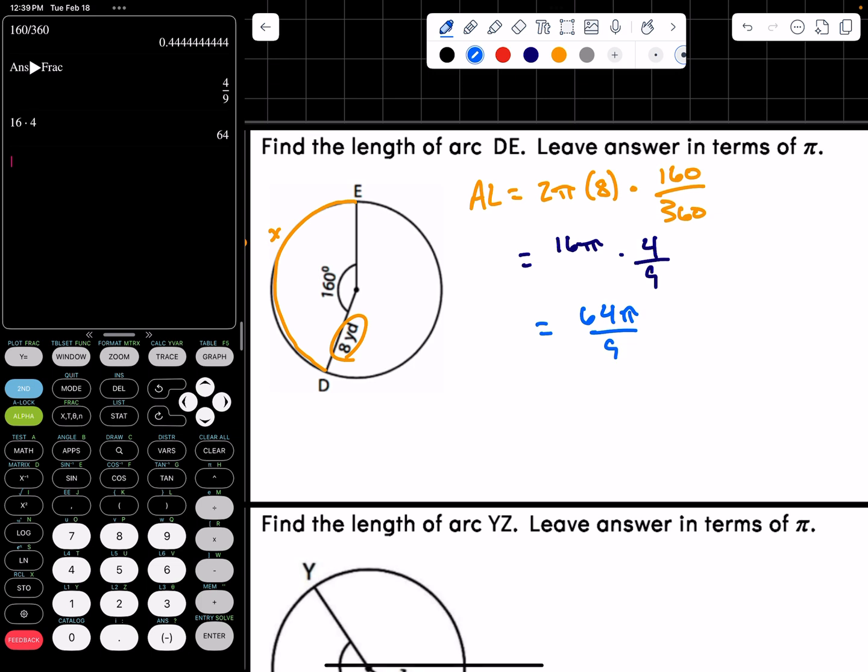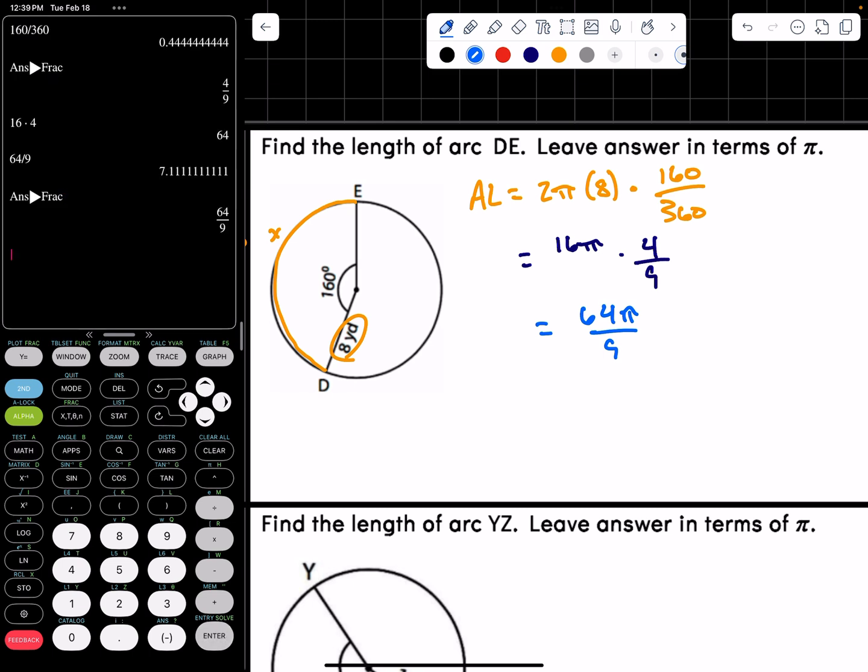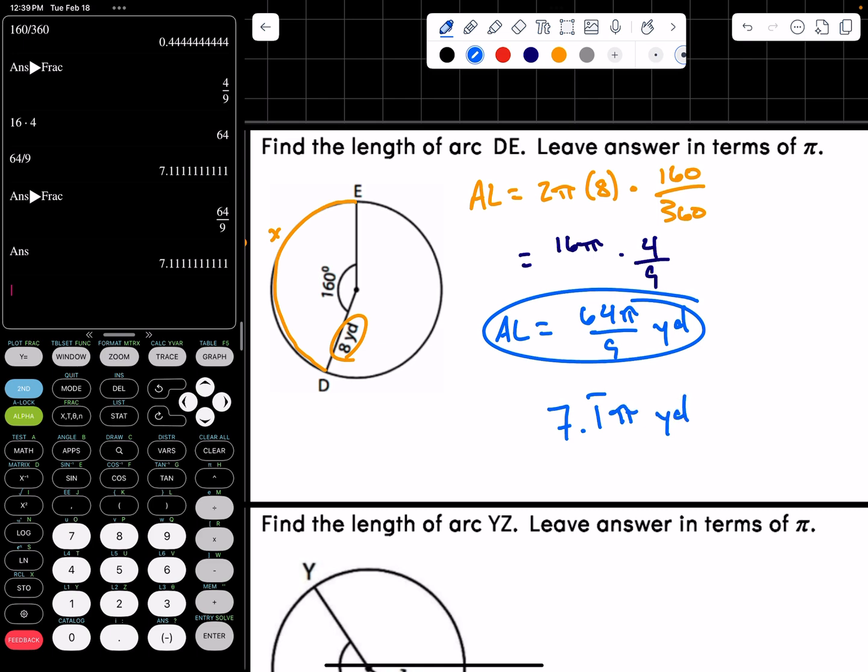Now let's see if I can simplify that at all. 64 divided by 9 gives me 7.1 repeating, math frac. Nope, that's as simple as I can make it. So we've got 64 pi over 9 yards for our arc length. Or if I wanted to evaluate it, it would be 7.1 repeating pi yards. That would also be something that would work.